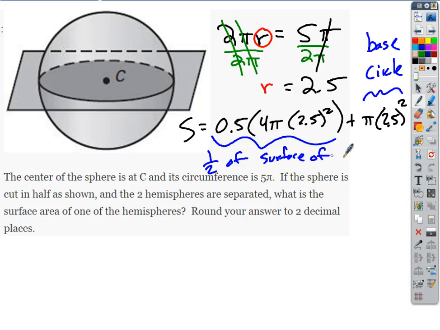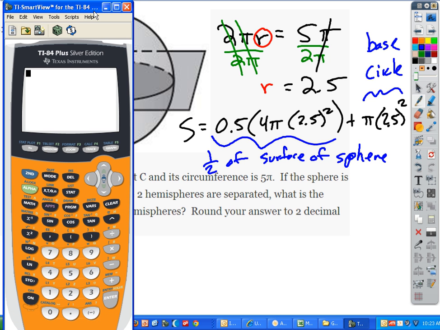So 0.5 times 4 times pi times r squared. 2.5 is r, so 2.5 squared plus pi r squared. Pi times 2.5 squared. Yeah. And we got it, 58.90. Okay? No big deal.